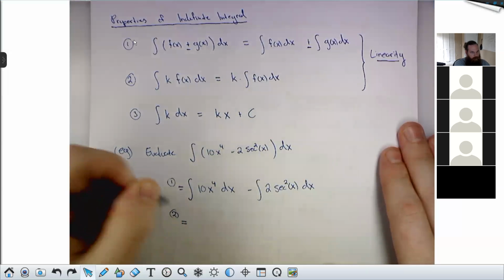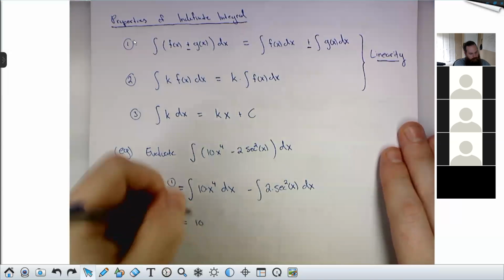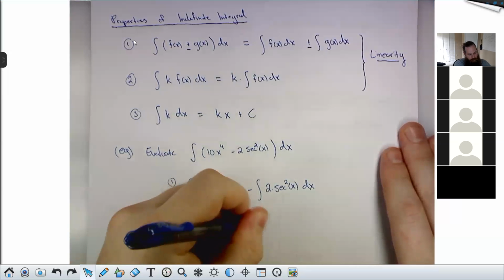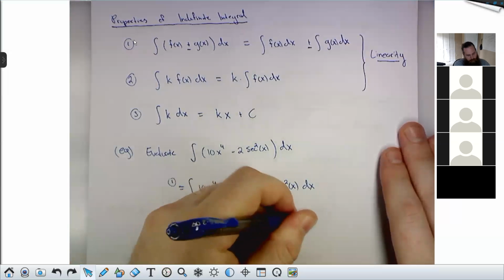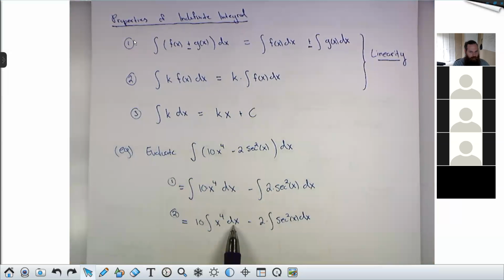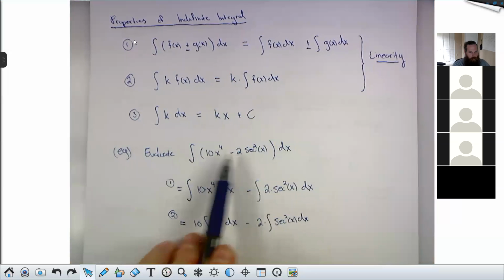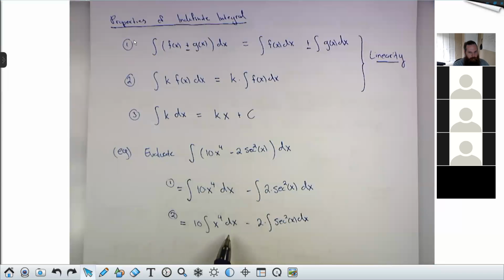And in each of those integrals, I can use property 2 to pull out the constant multiples. This is 10 times the integral of x to the 4 dx minus 2 times the integral of secant squared x dx. And we had to split this up before I could bring out the constant. I can't bring out a 10 right away because 10 is not a factor of both of these pieces. The 10 only belongs to the x to the 4, so I had to split it up before I could bring out the 10. Similarly, this 2 only belongs to the secant squared, so I had to split it up before I can bring out the 2.